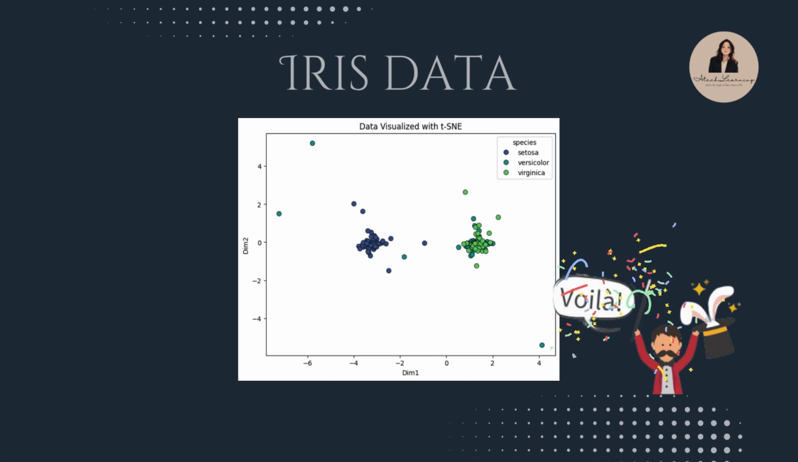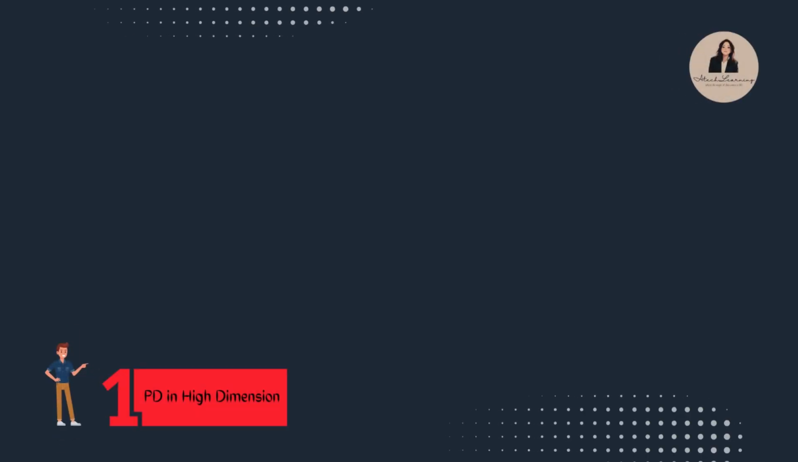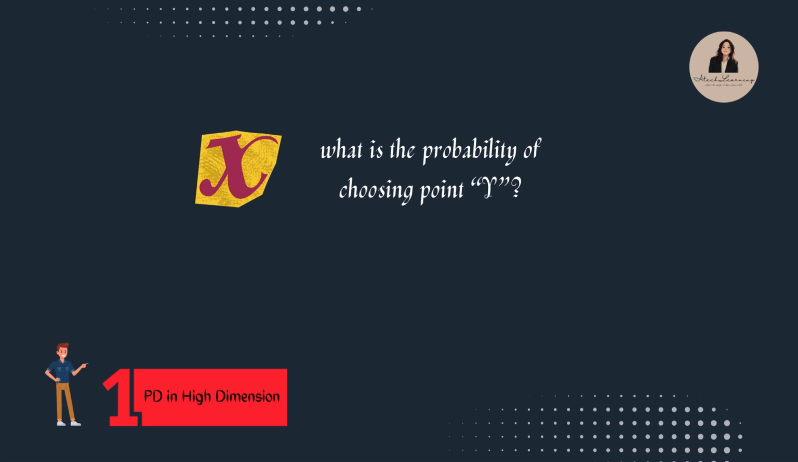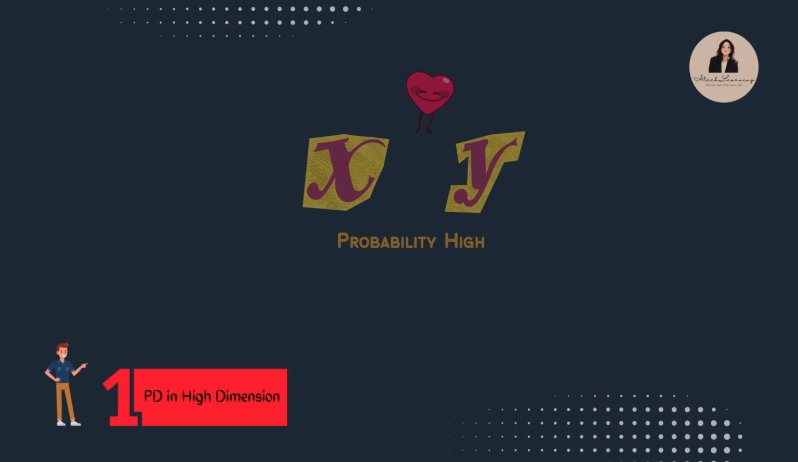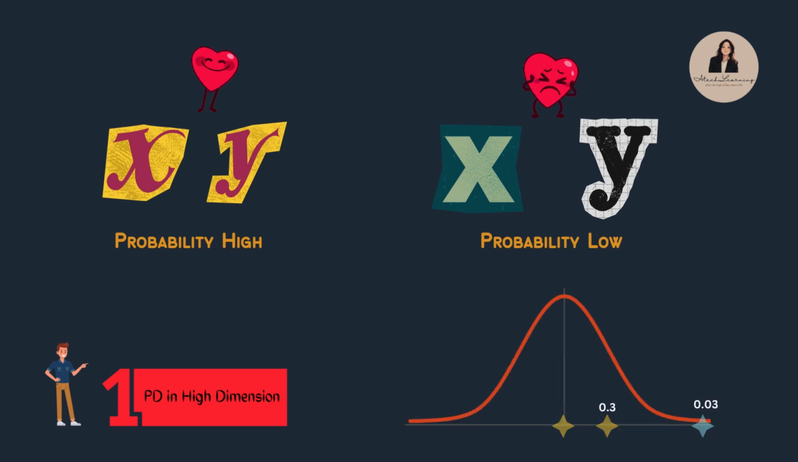We will now understand step by step how t-SNE converts high dimensional data to a low dimension. Step 1, we need to calculate the probability distribution for every pair of points in a high dimensional space. So the probability distribution helps us to understand, for a given data point x, what is the probability that it chooses the point y. If x and y are similar points, then the probability is high. If they are dissimilar points, then the probability is low. So this helps to keep the similar points together.